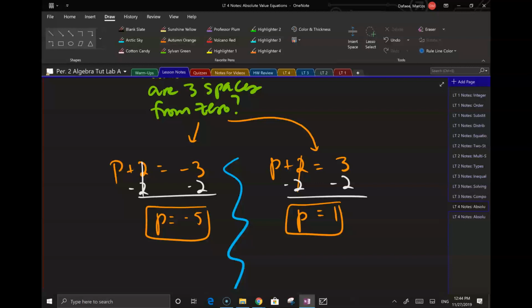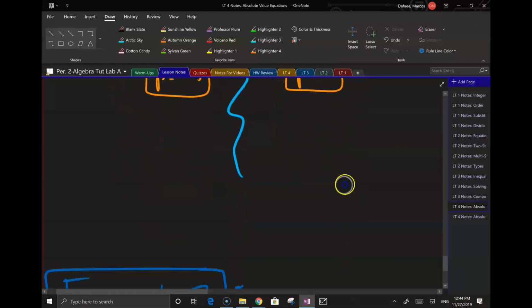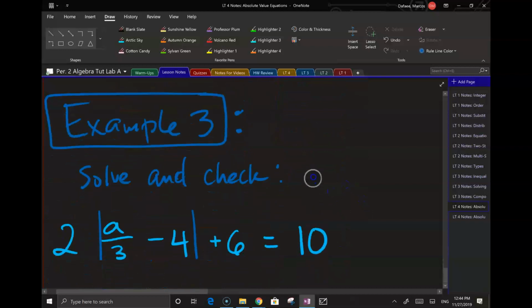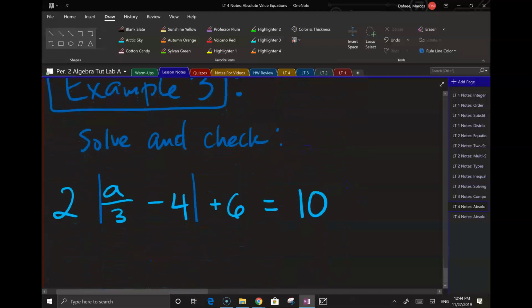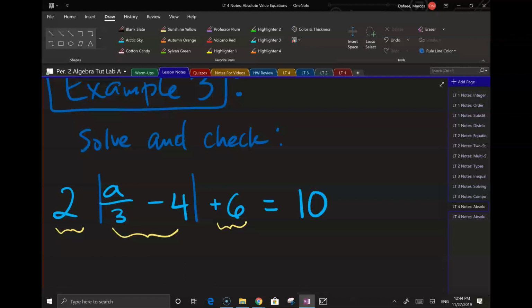All right, last example. And probably the most advanced for this video is this one here, example 3. Now, not only do I have things on the inside, and not only do I have things on the outside, but I have 2 terms on the outside. And if you remember the rule of thumb, we have to get rid of everything outside the absolute value first before we tackle whatever's on the inside.